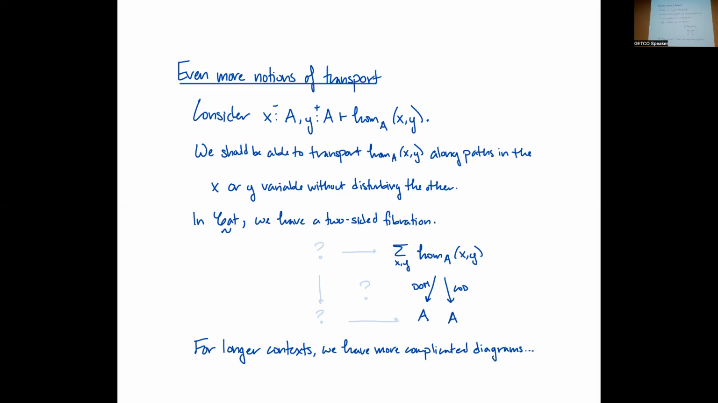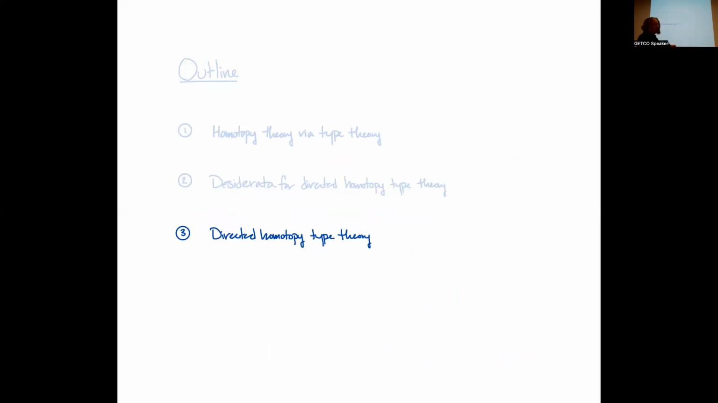And for longer contexts, we can think we have something more interesting going on. We might have a context with 10 variables, all of which have different variances annotated on them. We have more complicated diagrams. We might have 3 legs, or 2 of the legs might depend on one of them themselves, and so on and so forth. Okay, so in the last few minutes, let me talk about some progress towards understanding how all this stuff works.